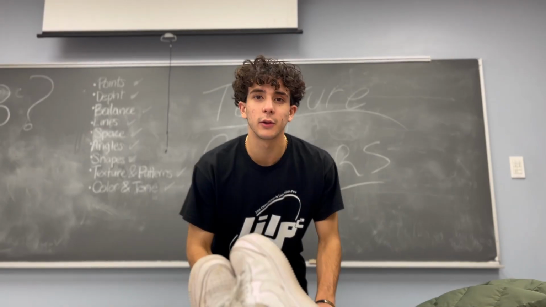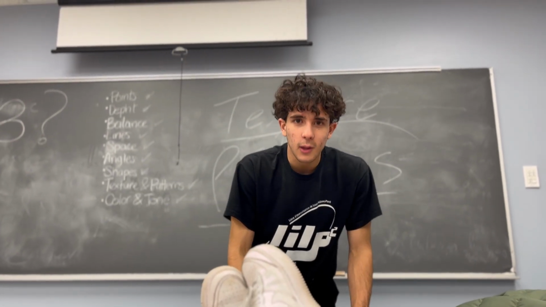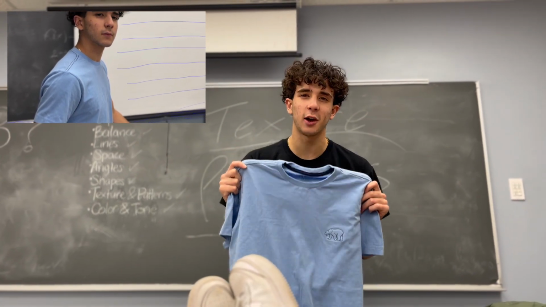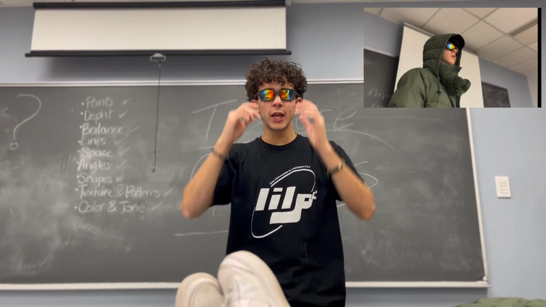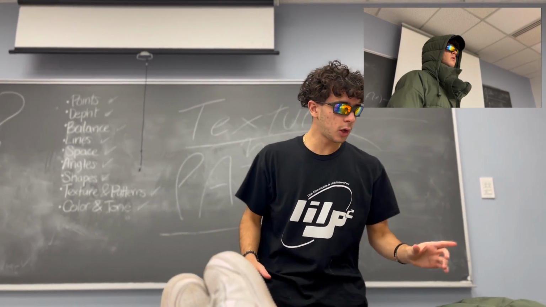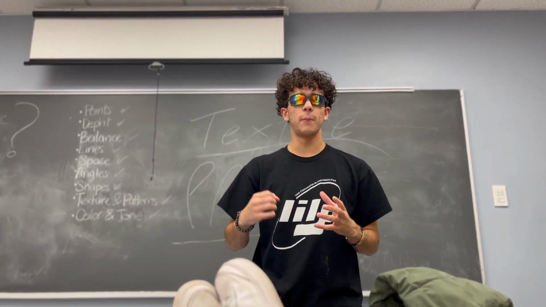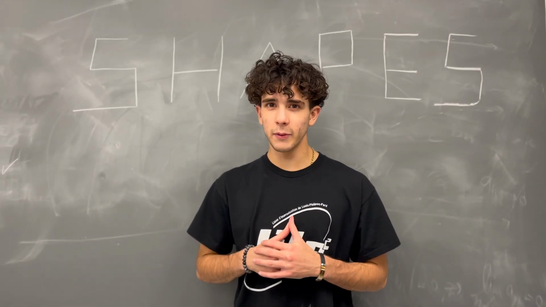Texture and pattern. The first character not only wore a comforting color, but the material of which his clothing is made is soft, is comfortable. On the other hand, our second character wore glasses, which gave him a more mysterious look. But not only that, they're reflective, and his jacket was puffy and gave him a sense of a powerful and intimidating person. On your second watch of the clip, I want you to pay attention to shapes.